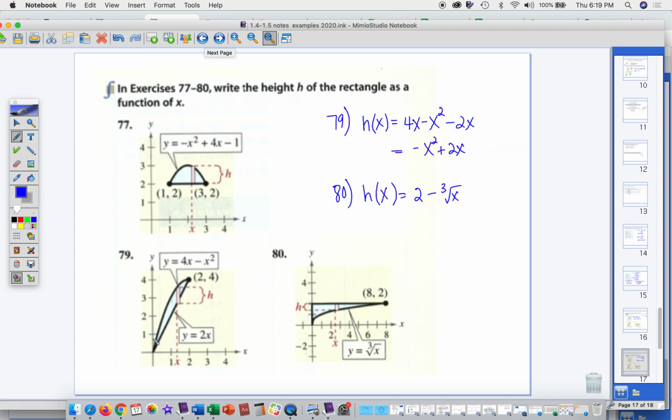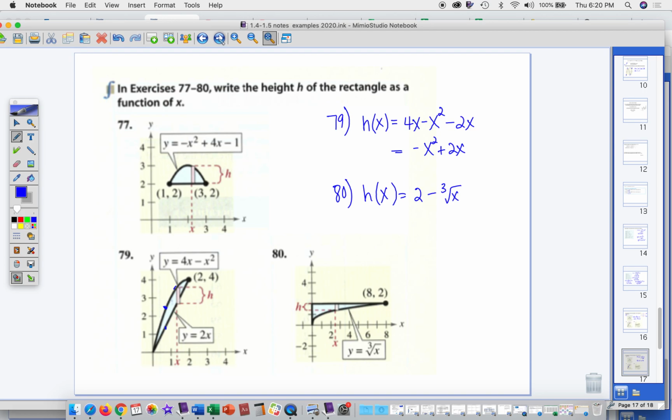So for 79, the upper function is this curve. The lower function is this line. When you look at it, the y values are always higher on this function than they are on this one, so we want to subtract in that order. We're taking 4x minus x squared and subtracting 2x, which gives us negative x squared plus 2x. For number 80, this horizontal line is the upper function, so we're doing 2 minus the cube root of x. And that's it. There's nothing else we can do with that.